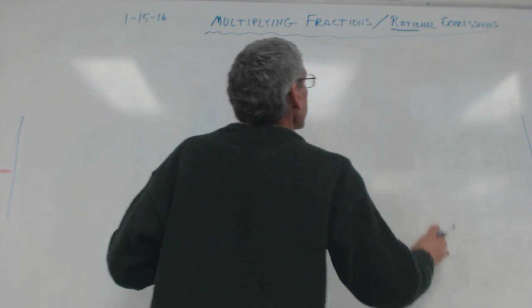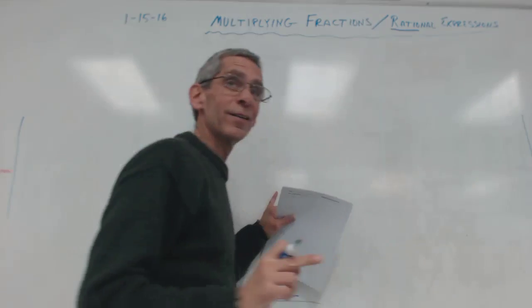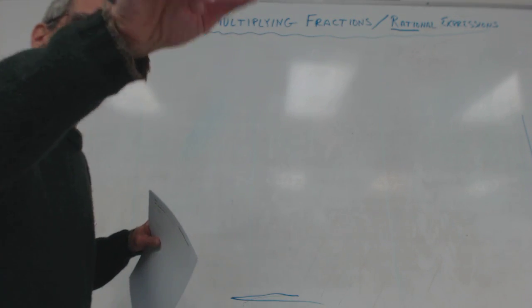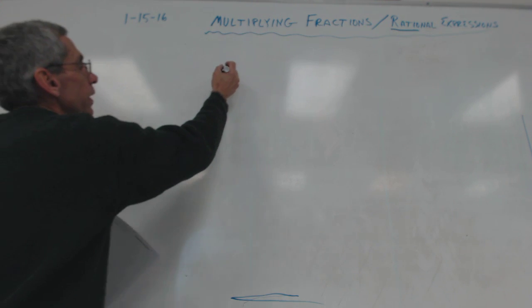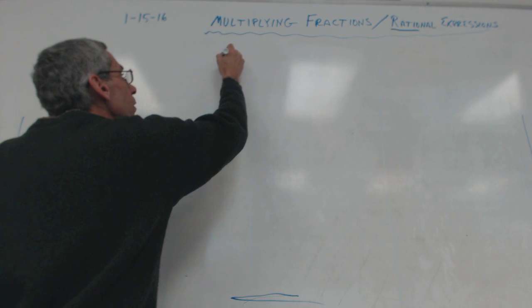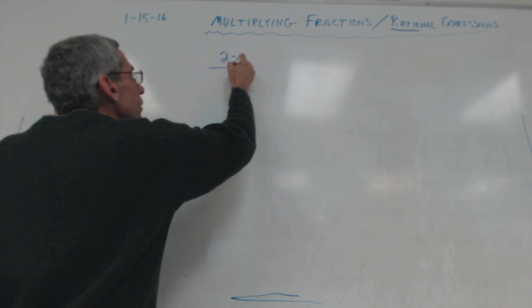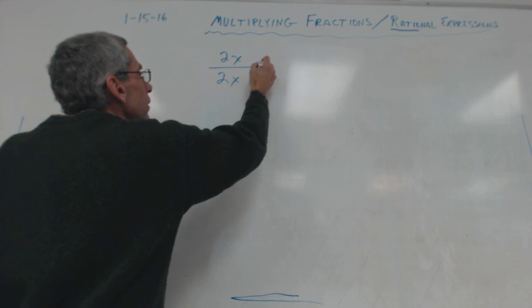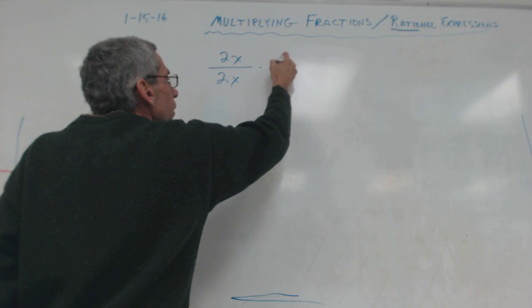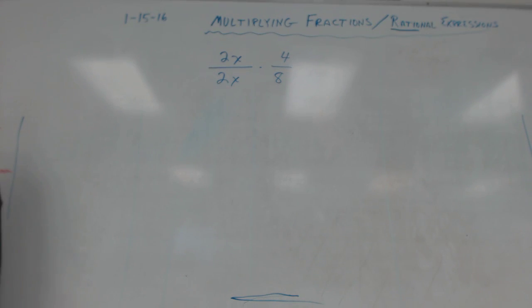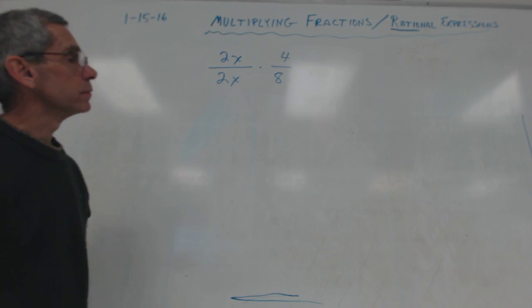But they're often called rational expressions, and sometimes they throw in one little extra thing. So you guys listen, okay? They throw in one little extra thing. What if I gave you this? 2x over 2x times 4 eighths. How would I solve that?